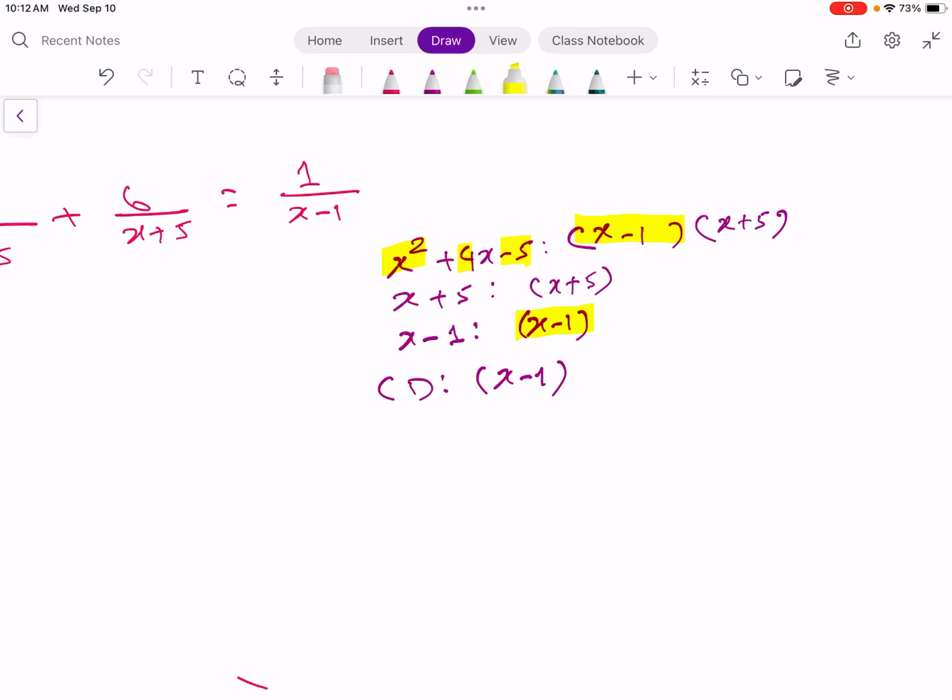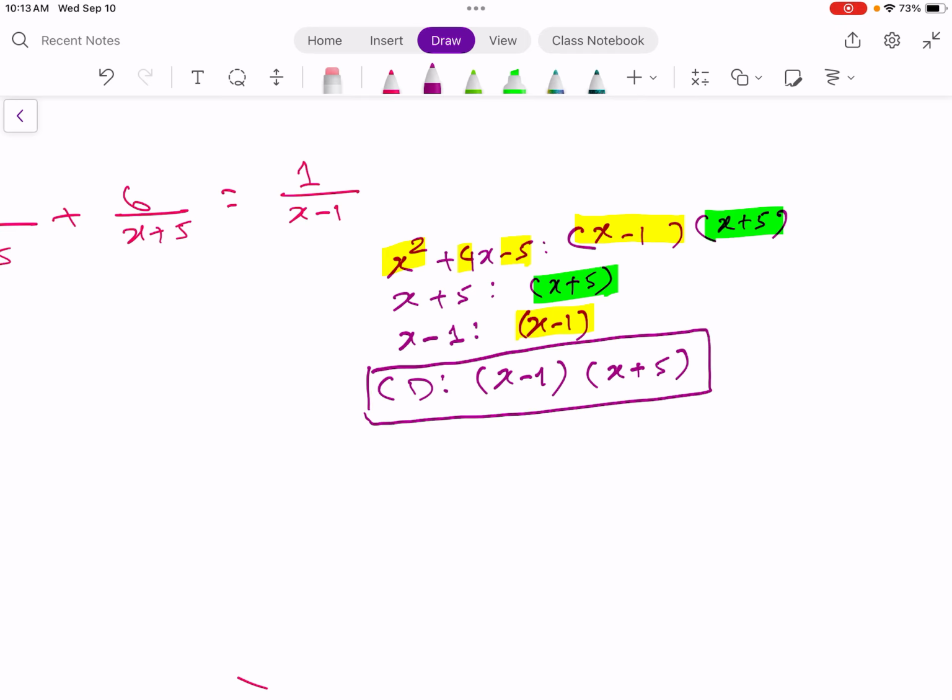And then next here we have x plus 5 common. So you write that down once, and this is your common denominator. Now we don't have any remaining factor to write for the common denominator, okay? So we have x minus 1 common, and we write it down once. We have x plus 5 common, and we write it down once. So x minus 1 times x plus 5 is the common denominator.